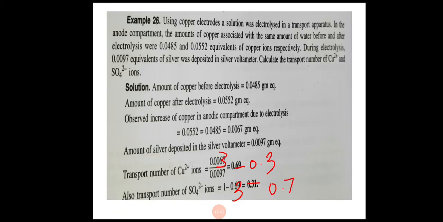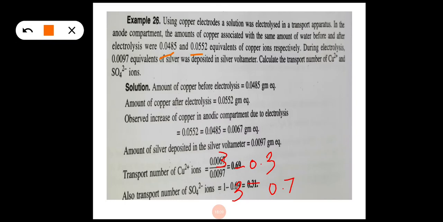Let us see one example to understand this concept. Using copper electrodes, a solution was electrolyzed in a transport apparatus. In the anode compartment, the amount of copper associated with the same amount of water before and after electrolysis was 0.0485 and 0.0552. That means the concentration of copper is increasing, which means the electrodes are attackable electrodes.